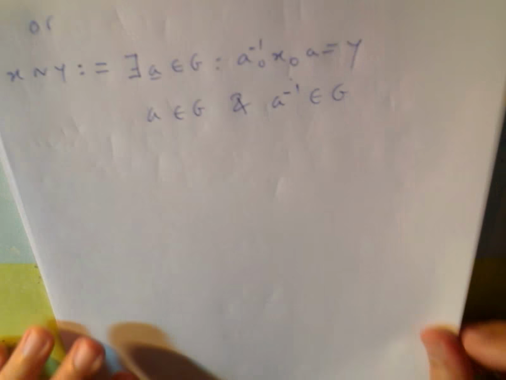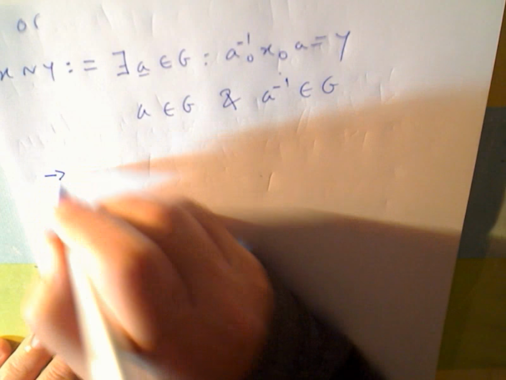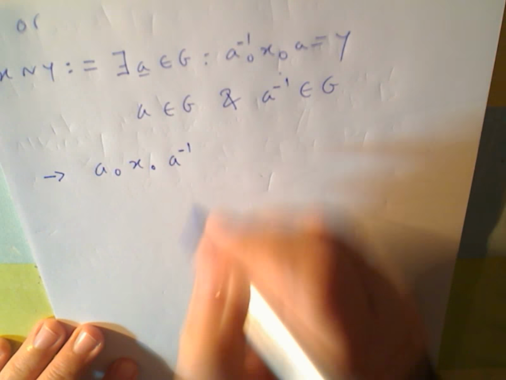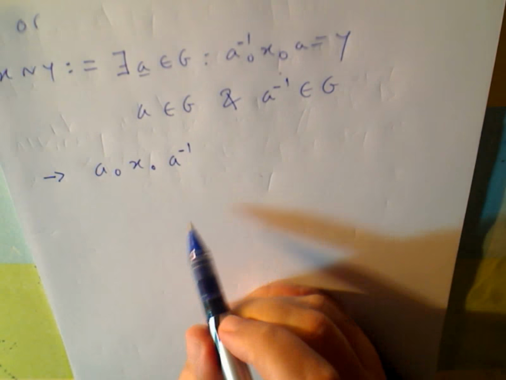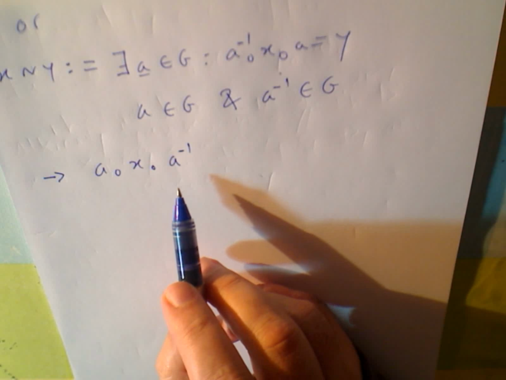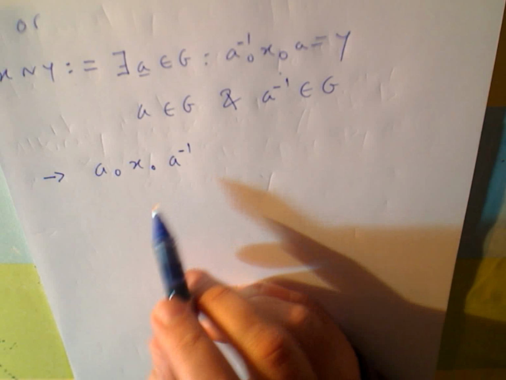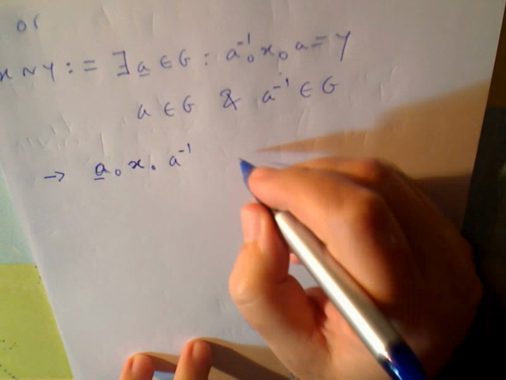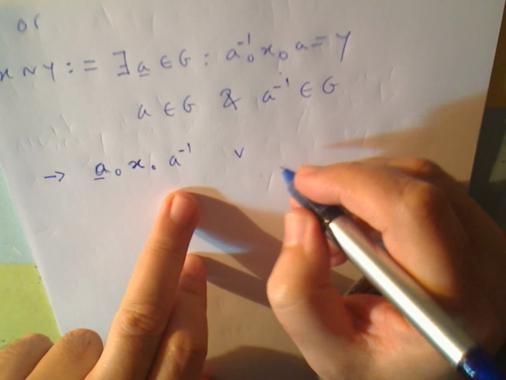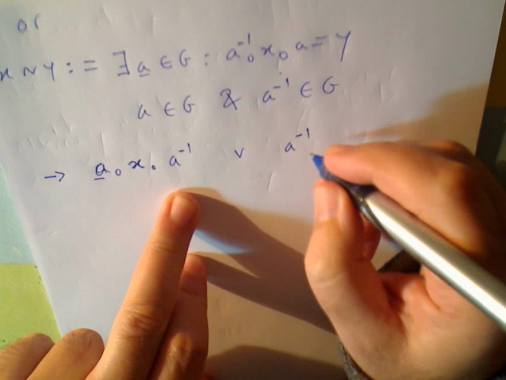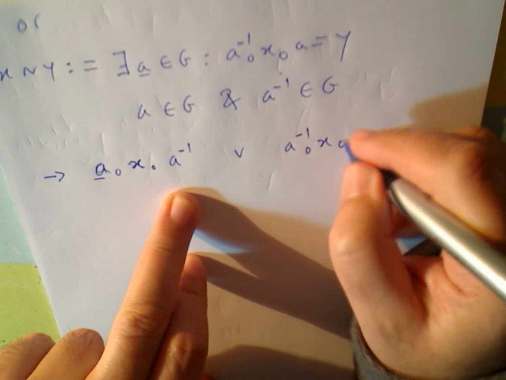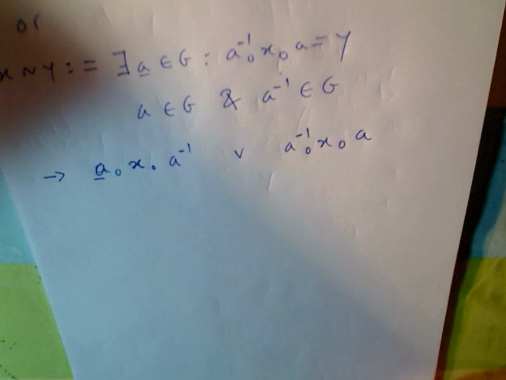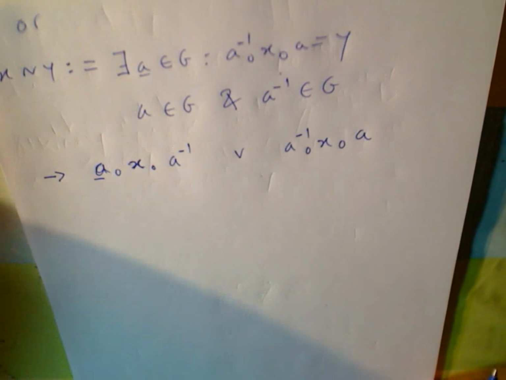Or you can simply say A X operation A inverse. I've seen this called also the transform of X by A. You can write this A inverse operation X operation A. Okay, the transform of X by A.